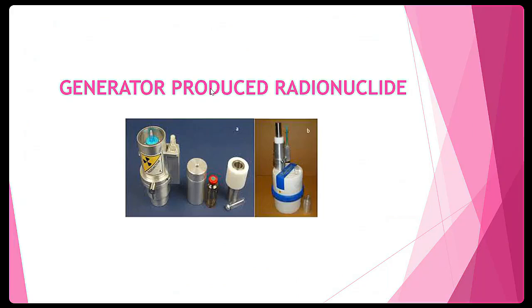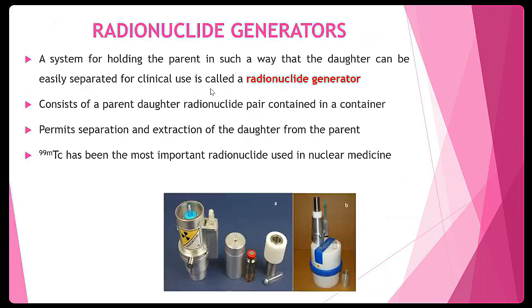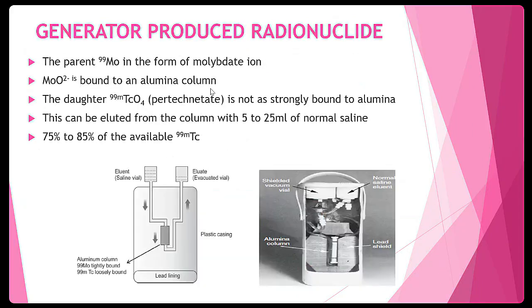Now we have generator produced radionuclide. In a generator produced radionuclide, equipment will be there to hold the parent, so that the daughter can be easily removed from the generator. So there will be a parent-daughter nuclide pair in the container, and the daughter will be extracted from the parent. Mostly we use 99m, that is 99 metastable technetium, for this purpose. So here you can see the equipment we have.